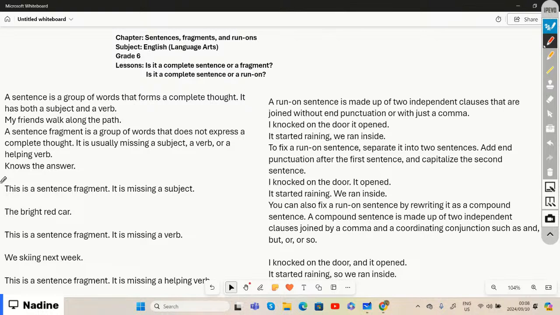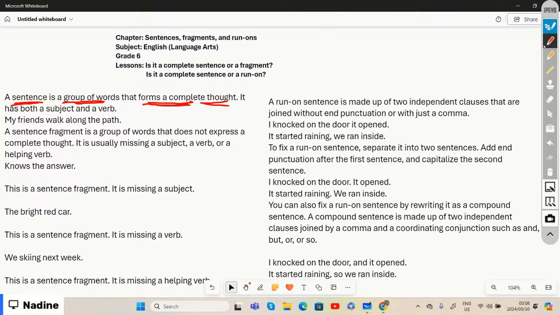So when it comes to a sentence, we would say a sentence is a group of words that forms a complete thought. So a sentence is a group of words that forms a complete thought. That is a basic sentence. It forms your complete thought.